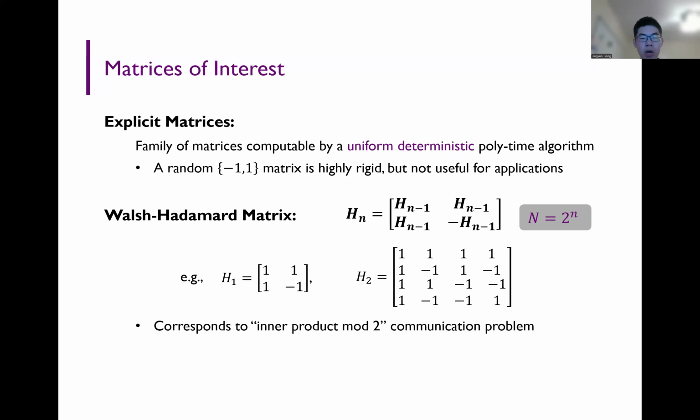And in this talk, we focus on a canonical family, the Walsh-Hadamard matrices. The nth Walsh-Hadamard matrix Hn is a 2 to the n times 2 to the n matrix, defined recursively by 4 copies of Hn-1, where the bottom right copy is negated. This family plays an important role. The corresponding linear transformation is useful in practice, and the corresponding communication problem is simply computing inner product mod 2.